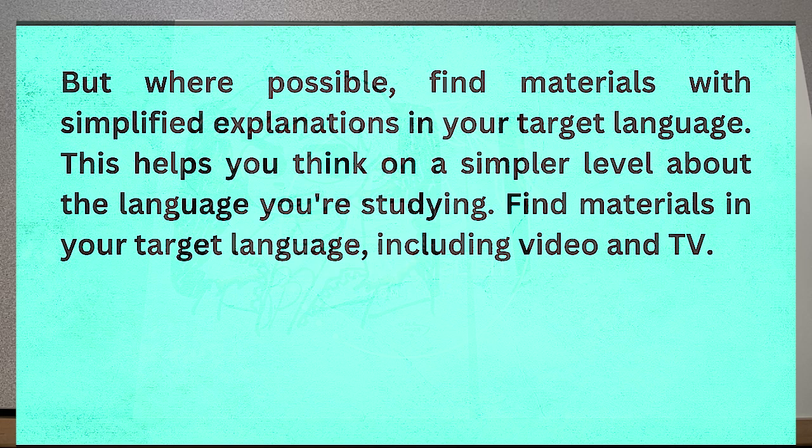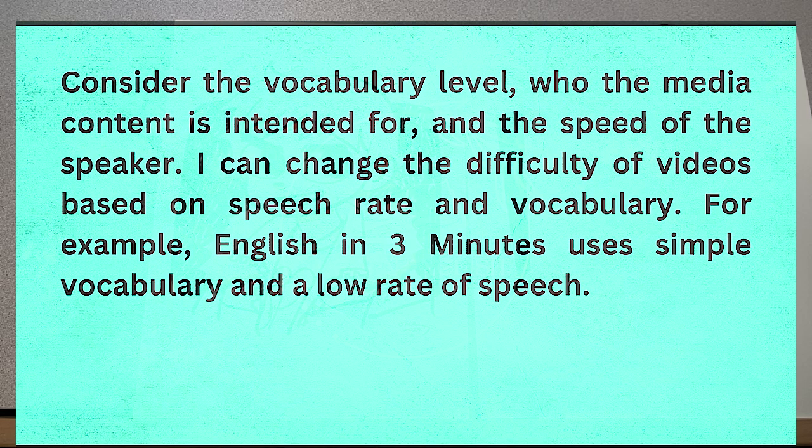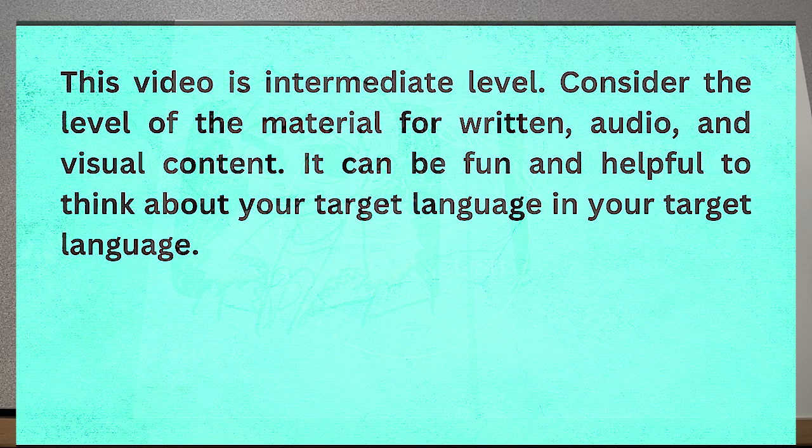Find materials in your target language, including video and TV. Consider the vocabulary level, who the media content is intended for, and the speed of the speaker. I can change the difficulty of videos based on speech rate and vocabulary. For example, English in 3 minutes uses simple vocabulary and a low rate of speech. This video is intermediate level. Consider the level of the material for written, audio, and visual content. It can be fun and helpful to think about your target language in your target language.